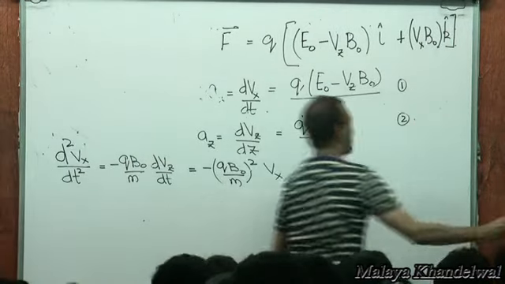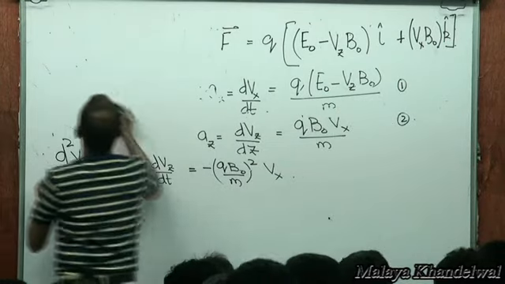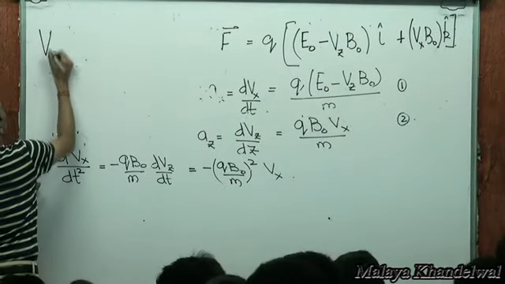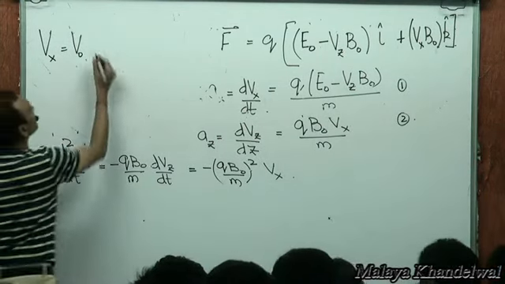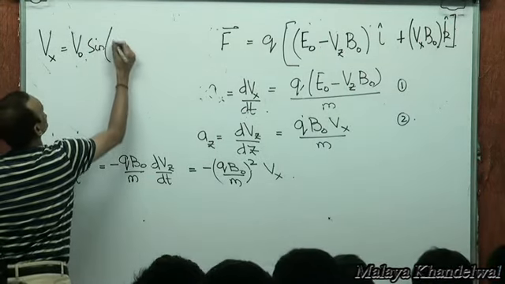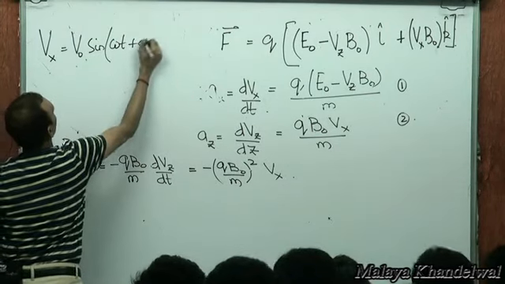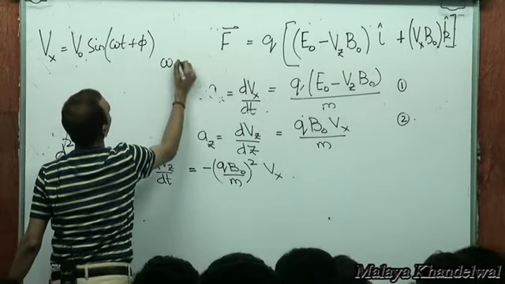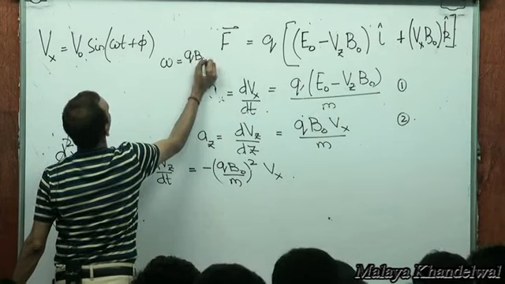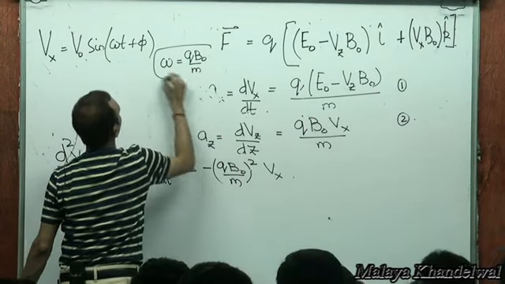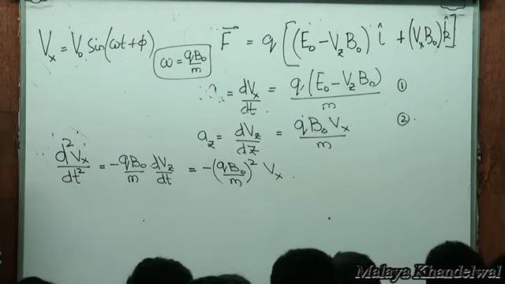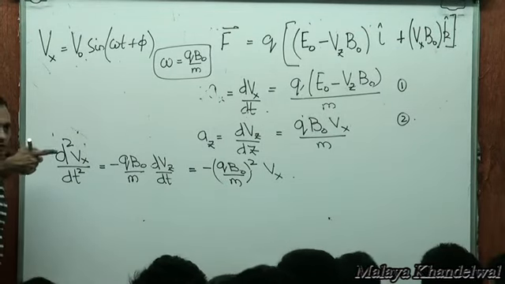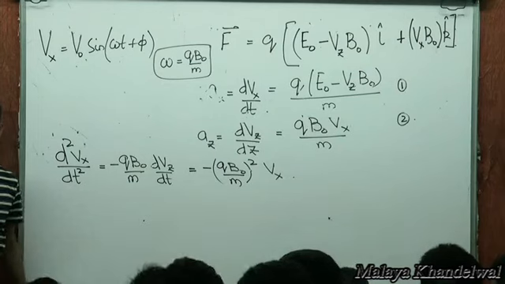So the solution to this equation would be, just like the harmonic oscillator, Vx would be some V naught. Instead of a, you have V naught sine omega t plus phi, where omega is qB naught by m in this case. Yes or no? Same kind of solution? Are you lost or are you okay?